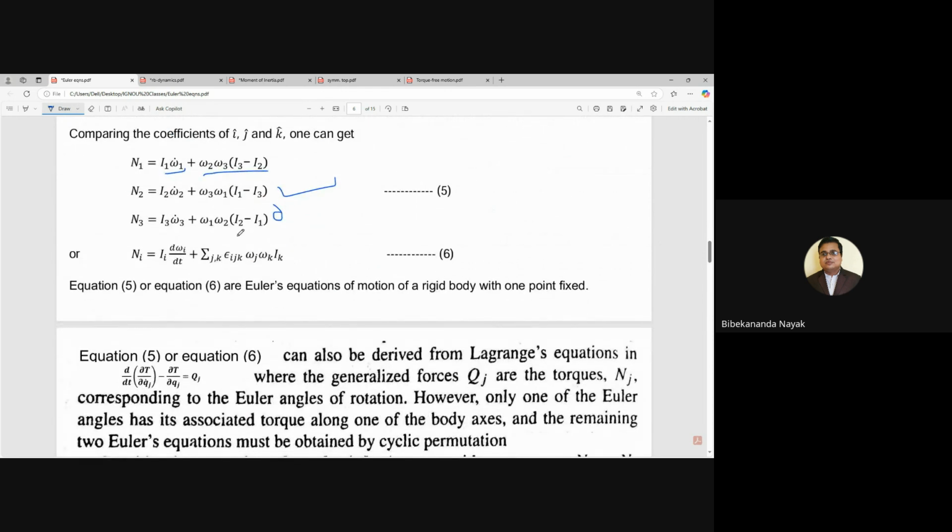In one line you can write it as Ni, where i means 1, 2, 3, whatever it may be. It will be Ii omega i dot, the I di by dt term, plus the term in which the index i is absent: epsilon ijk omega j omega k Ik. Epsilon ijk means if any two indices are the same, then it will be 0. If i is equal to j, then it is 0. If j is equal to k, then it is 0.